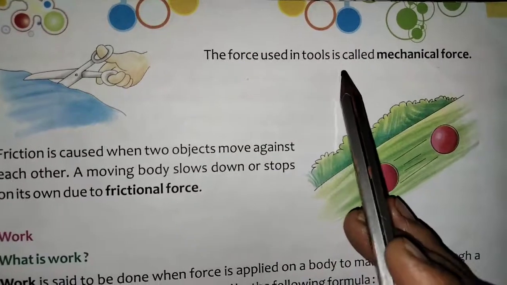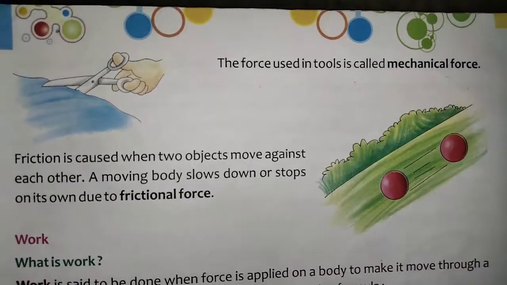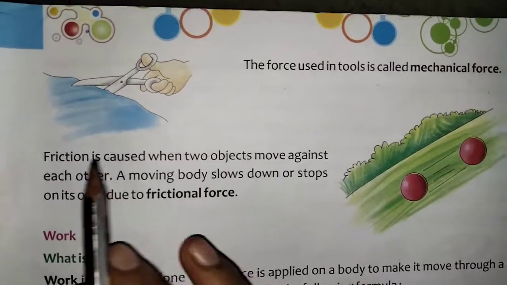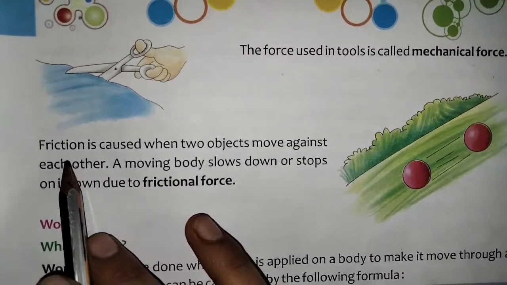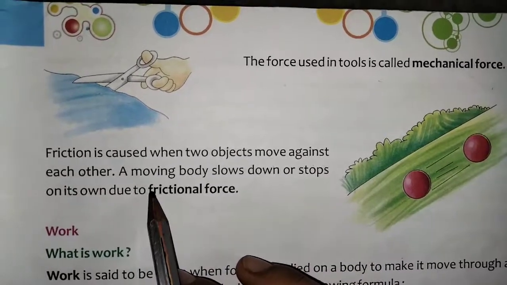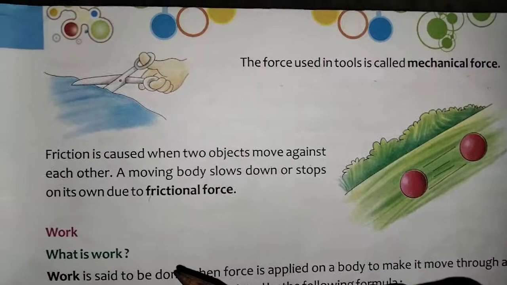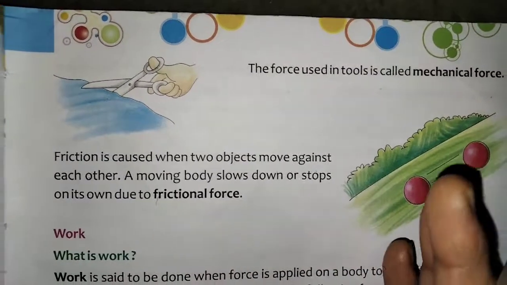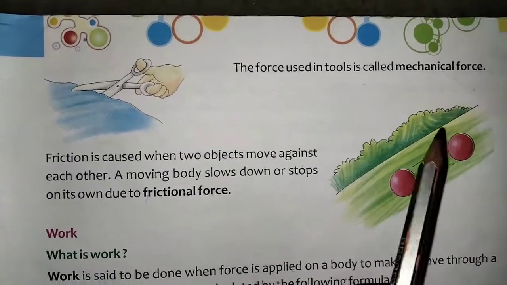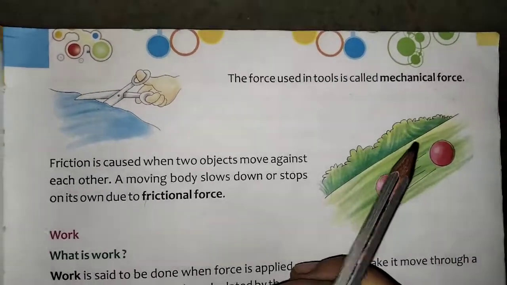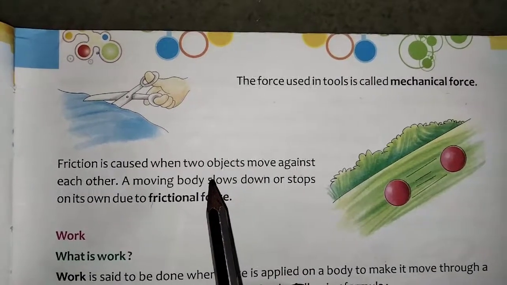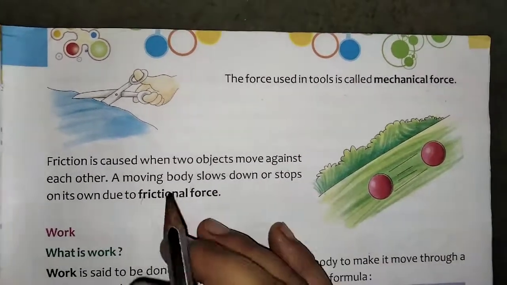The force used in tools is called mechanical force. Any kind of machines will use mechanical force. Now frictional force. Friction is caused when two objects move against each other. When two objects are moving against each other, you can rub two hands together and feel the warmness. It comes from frictional force, because your two hands are rubbing in opposite directions. That is known as frictional force.